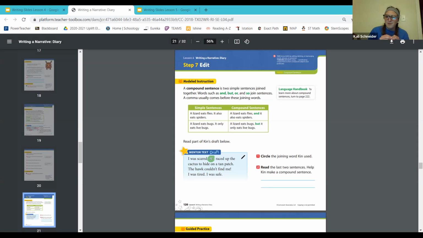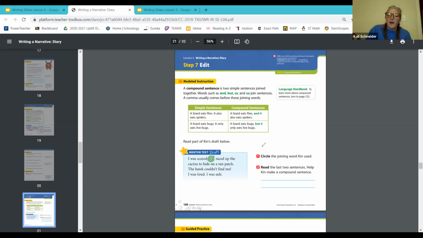No, because it's talking about the same thing, right? How he's feeling. It's all about just how he's feeling. So it makes sense if we said, I was tired and I was safe, because there's combining how he's feeling and where he's at. So it definitely makes more sense for us to say, maybe I'm not right. Am I right? Is it and or is it but? Does it make more sense to say I was tired, but I was safe?